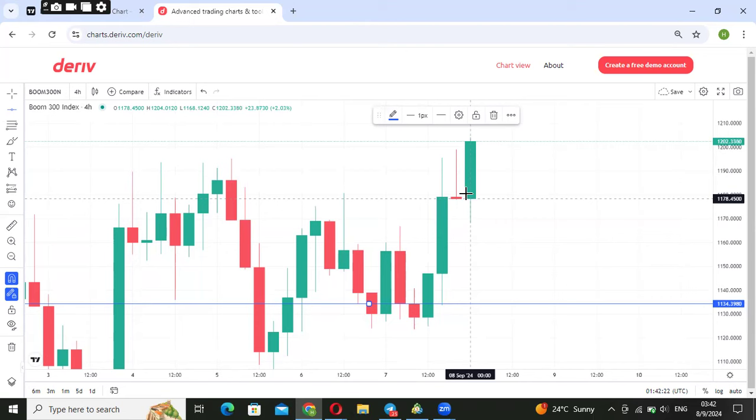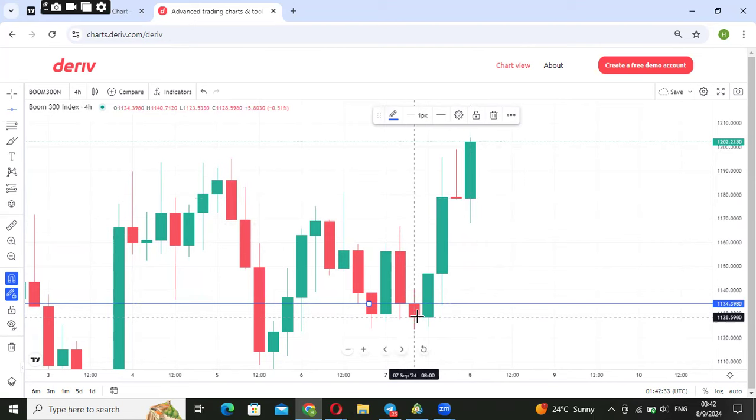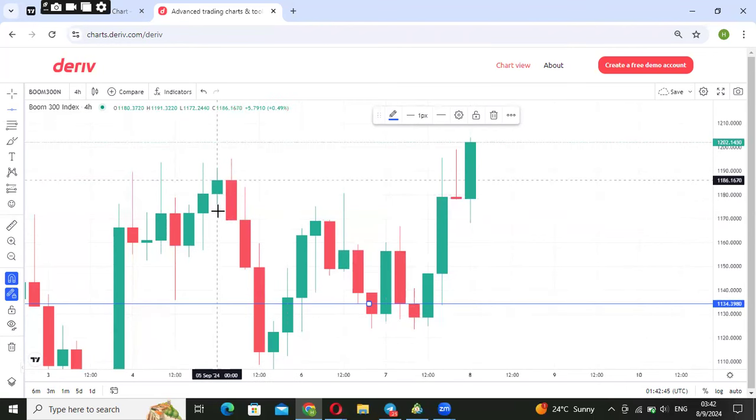So this is a pretty good setup for Boom 300. I think I've shown you how you should analyze. We use engulfing bars, for instance, this one. Then you need to know the scenario to use these engulfing bars. If you're looking for selling opportunities, make sure that you find that engulfing bar at the top. For instance, we have this one.